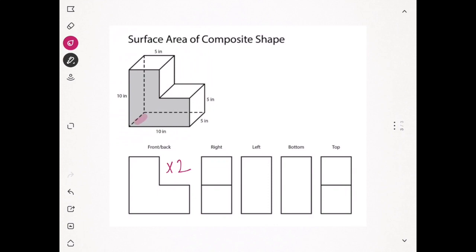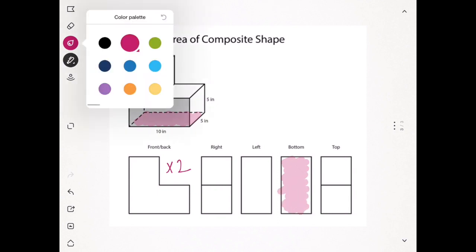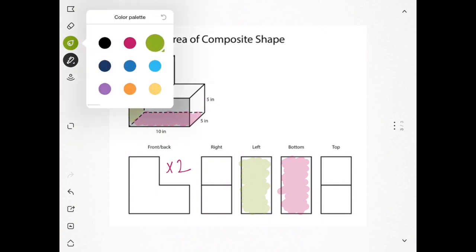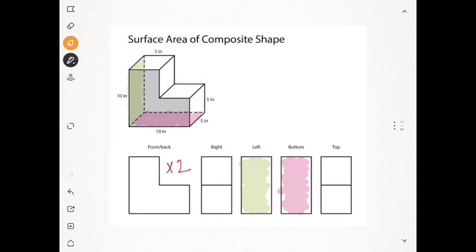And right here is the bottom of the shape. I'm going to highlight it in pink. So I'm going to highlight this one in pink over here. And then I'm going to highlight the left side with green. Okay, so we can see the left side is green. And then let's do the right side orange.